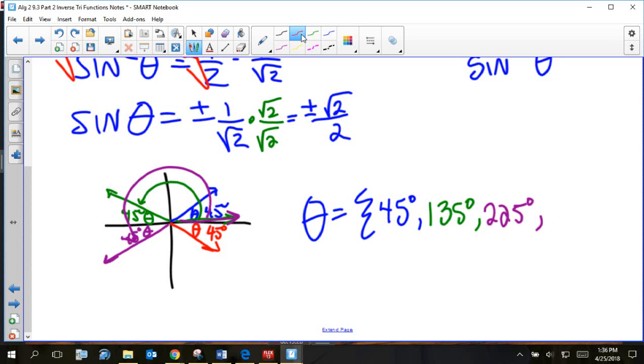And the red one starts at 0, rotates around, has 45 degrees left to get back to 2 pi. How much is that? All the way around is 360. It's going to be 45 less than 360. 315. So we have our 4 answers. It's not bad. You just have to remember to do plus or minus, because if you forget plus or minus, you only got half your answers. Okay?